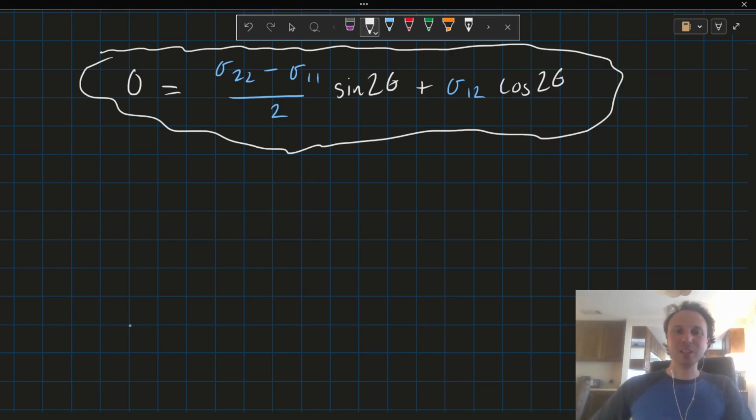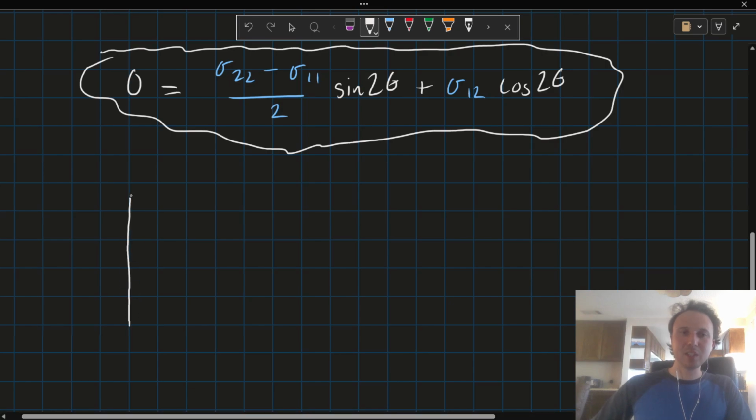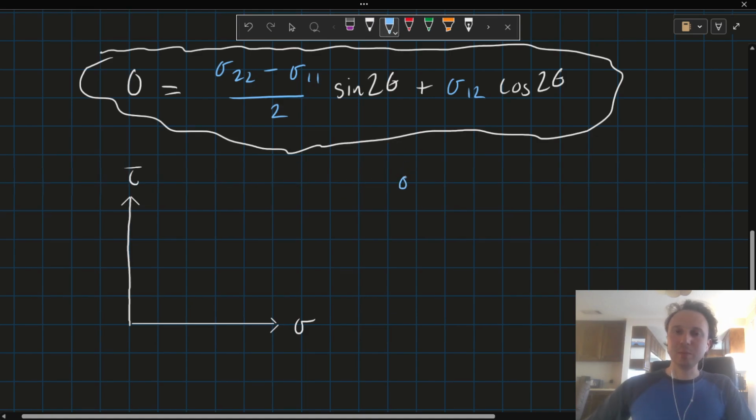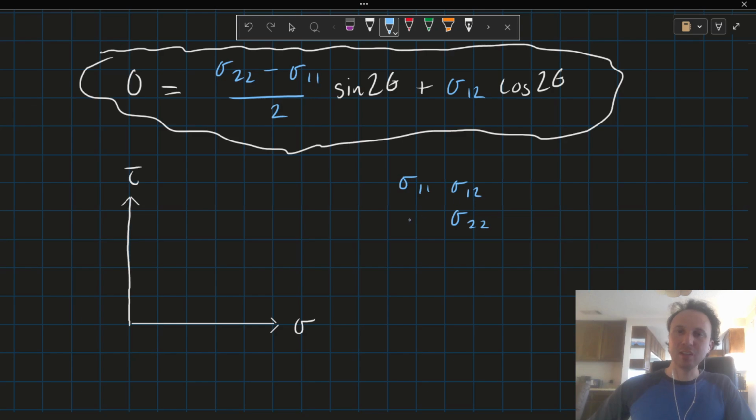Okay, getting ahead of myself again. Let's show how to actually use it. So let's say here we have sigma and tau. And say we have, again, some stress. Strain would be exactly the same. So what we're going to do first is find the center of this. And that'll be the average of sigma 1,1 and sigma 2,2. And we can just go ahead and plop that right here.